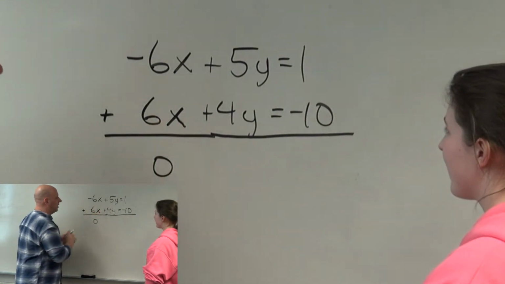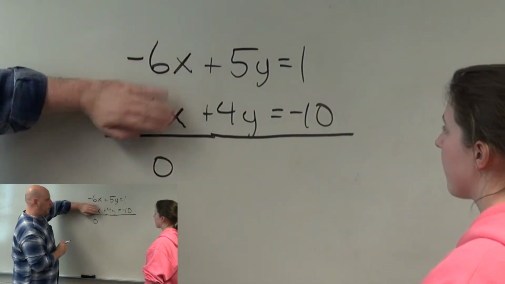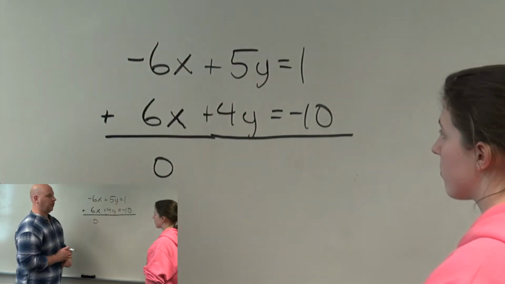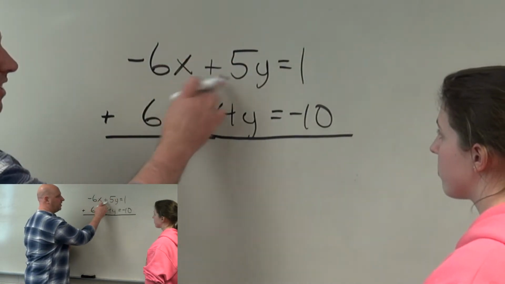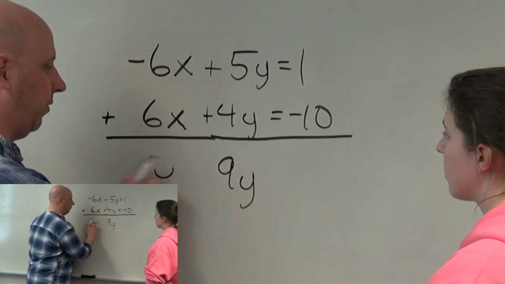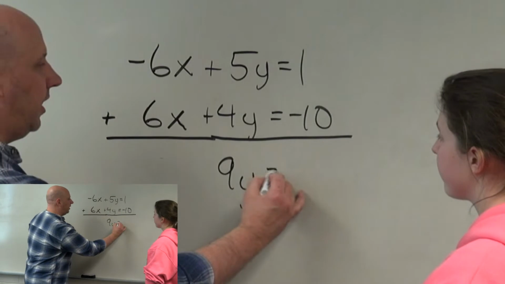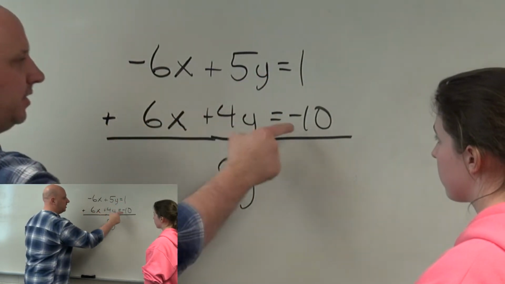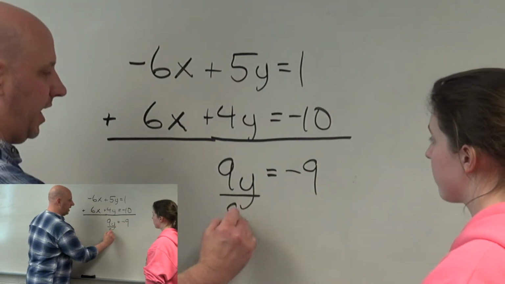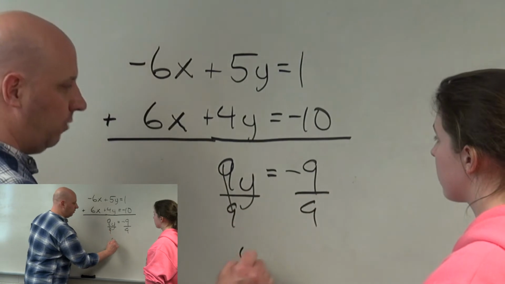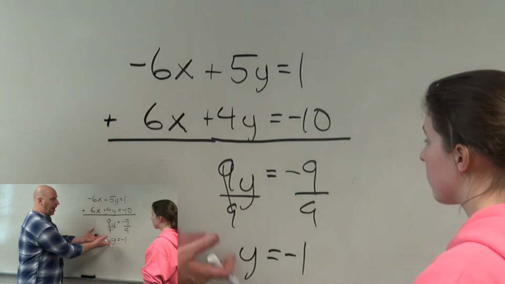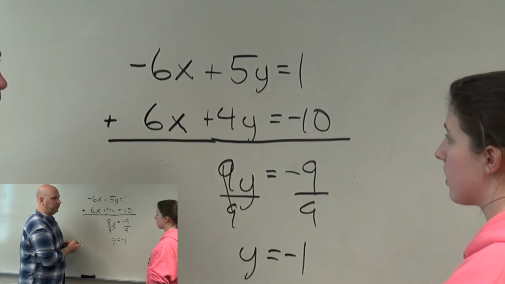So now the difference is we got rid of this. Now what we need to do is add these terms and then add these terms. So 5y, a +5y and a +4y is 9y. 9y. I'm going to get rid of this because we really don't need to write 0. And then I have a +1 plus a -10. -9. Divide by 9. Notice how the x's are gone, and y is equal to -1. Now that I have one of mine, I could solve for the other one.